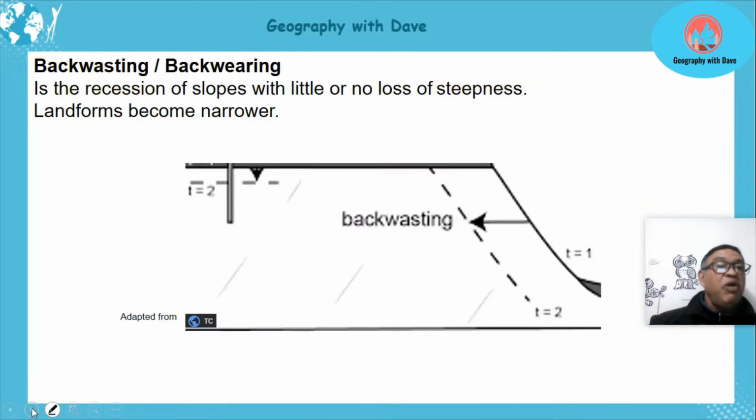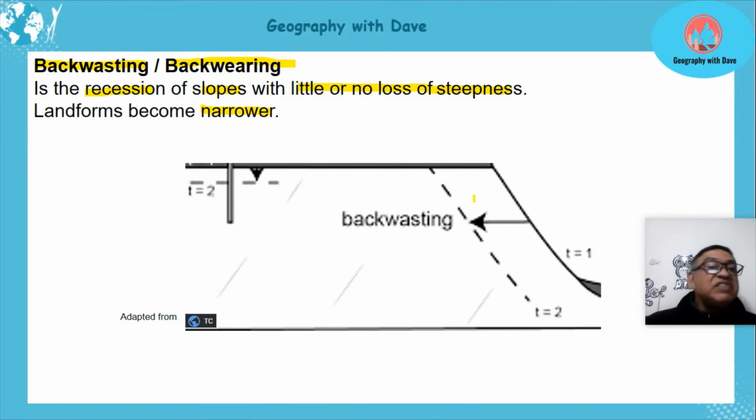Okay, let's go on. We look at the word backwasting or backwearing. Guys, this backwasting doesn't mean you have a back problem like me. All right, you are young. Backwasting, look at it, is the recession of slopes with little or no loss of steepness. Just the landform becomes narrower. Recession, moving backwards. All right, can you see? Recession, going.